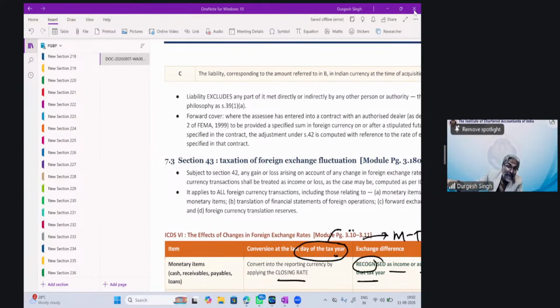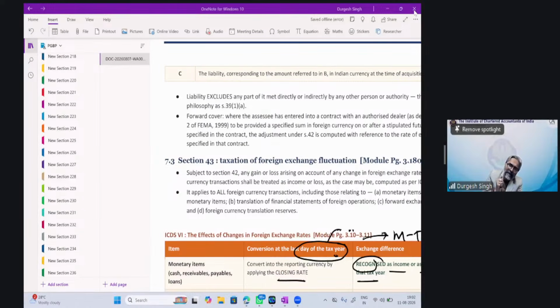Now what happens in this case? On 31st of March, the exchange rate is 110. Difference 10, and say a $1 lakh loan has been taken. So difference 10, $1 lakh loan. How much is it? 10 lakhs. 1 lakh into 10. It will be recognized as a loss in the same tax year.